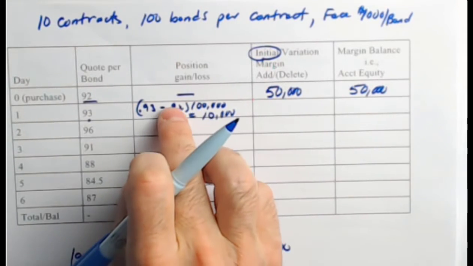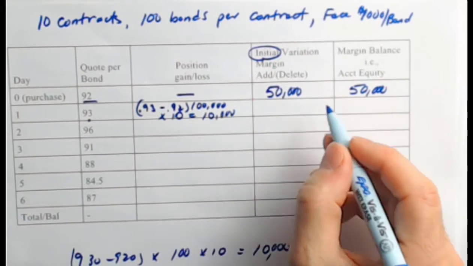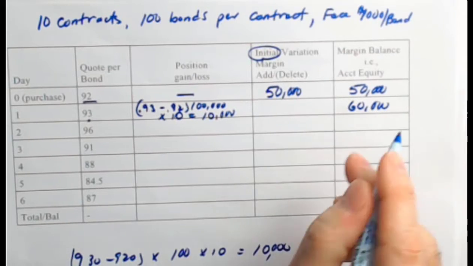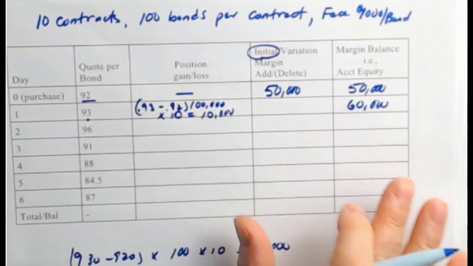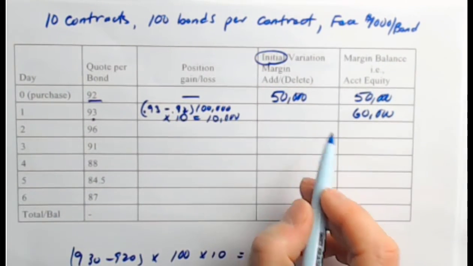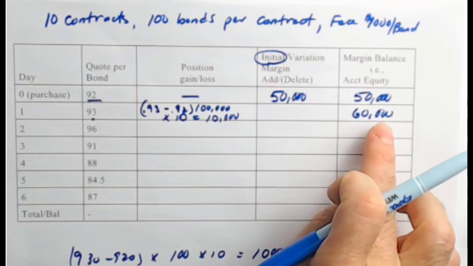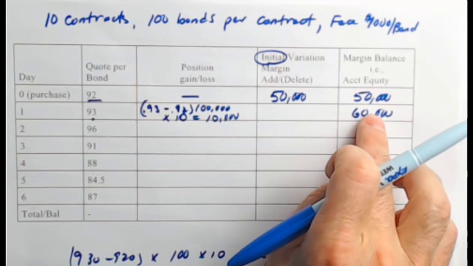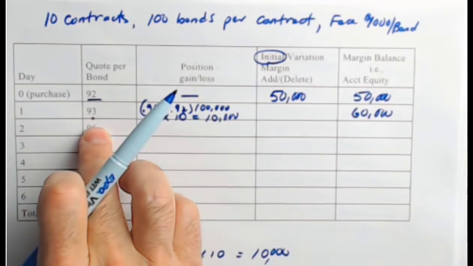93% of 100,000 and 92% of 100,000. Okay, so what that means is, look, the account went up to $60,000. You had this portfolio manager gain $10,000 in the position from this. And so there's no margin deposit or anything. It's just that you have more equity in your account. Your balance went up $10,000, which is good. That's good. Now the next day, things go even better.